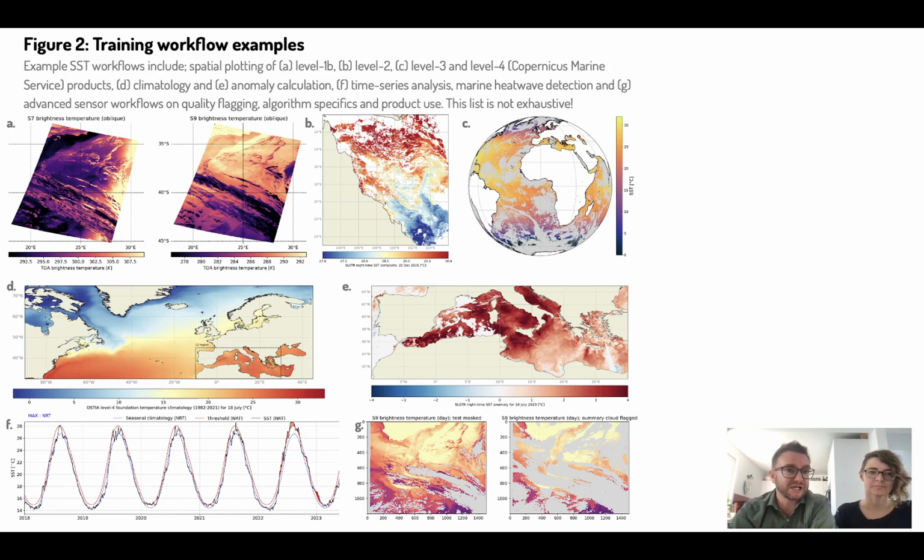We show you how to calculate climatologies, how to calculate anomalies. We show some examples of time series analysis, including marine heatwave detection using the Hobday et al. 2016 toolkit. And we've also got some more advanced workflows that show you on a sensor-specific level how to quality flag data, how to look at the algorithms that were in particular used for retrievals in a given pixel or across a given scene, and give more information about how these products may be used and the caveats that may be required to work with them individually. This list is not exhaustive. We encourage you to check out the resources to find more about specific workflows that might be relevant for your work.